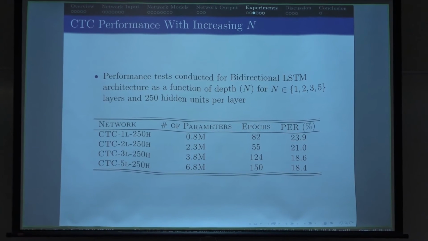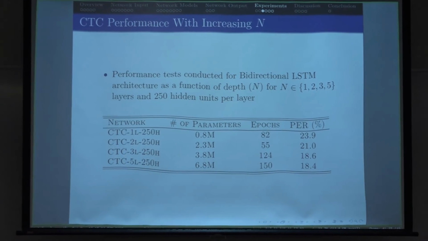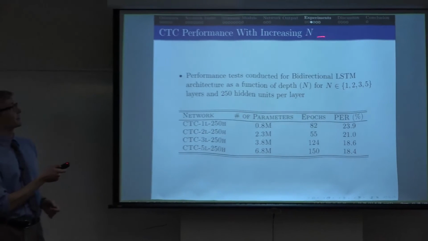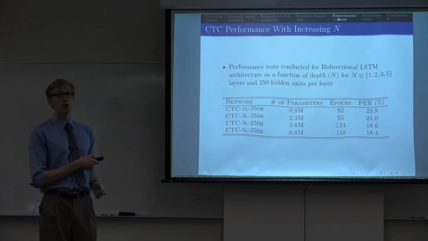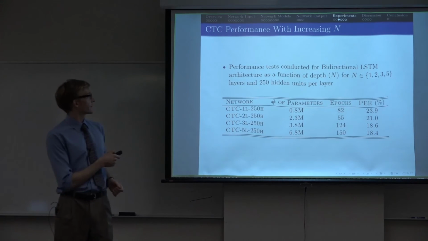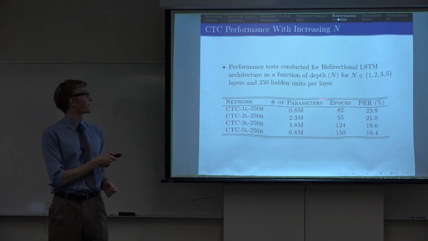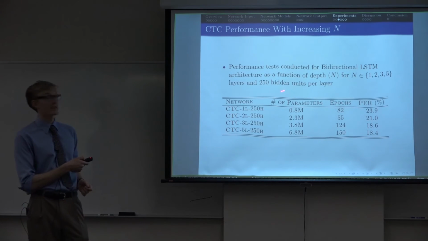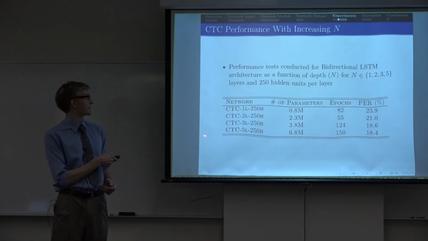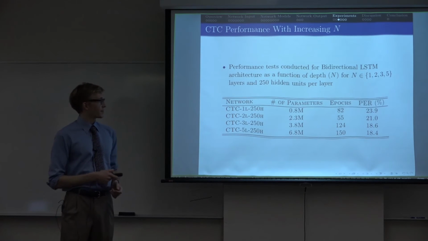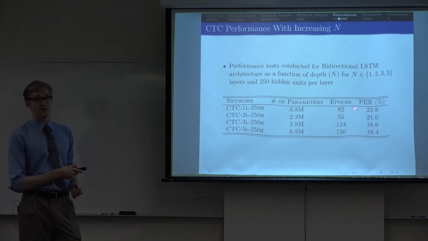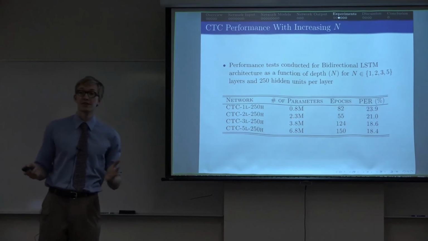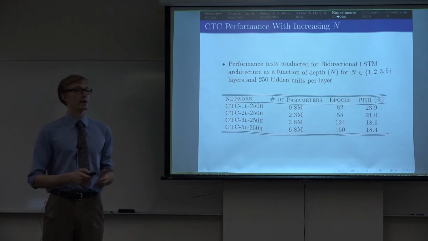So in terms of what they did, the main experiment that they're showing here is increasing the depth of the network and then looking at the phoneme error rate. So you want as low a phoneme error rate as possible. And they've conducted experiments with 1, 2, 3, and 5 layers, each layer having 250 hidden units, which is why this is named CTC 1 layer, 2 layer, 3 layer, 5 layer, and then 250H. And so you can see that you increase the number of parameters as well, but you also are decreasing monotonically the phoneme error rate. So as you increase the depth, you definitely do a lot better on this data set.